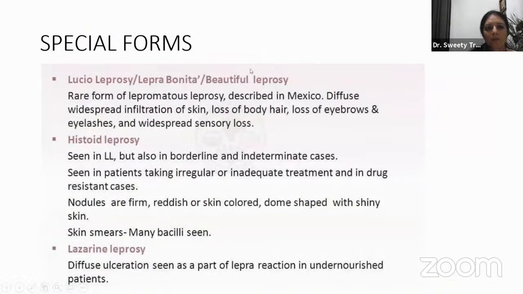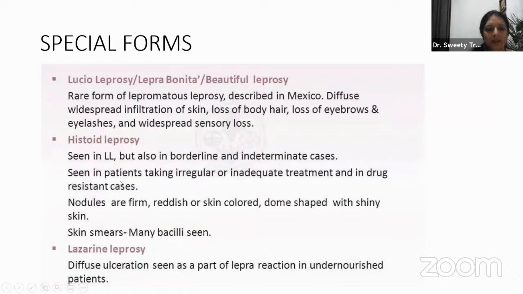What are the special forms of leprosy? They are lucio leprosy, mainly with diffuse skin infiltration. You won't find any patch. The patient will have loss of eyebrows, madarosis, and extensive sensory loss. They won't know that they have a sensory loss. It's only when you test that you find it, but they have it extensively. Touch, pain and temperature are widely impaired.